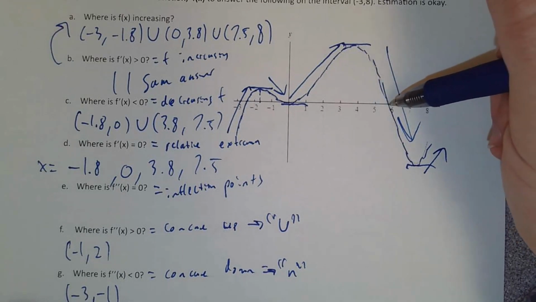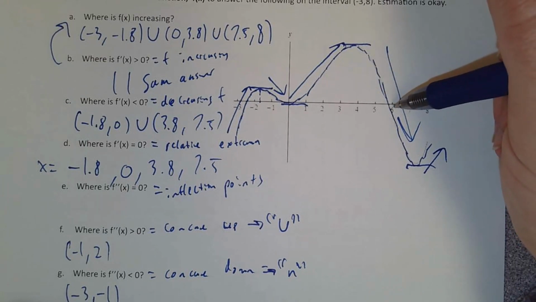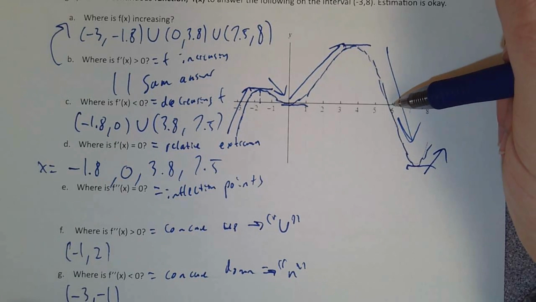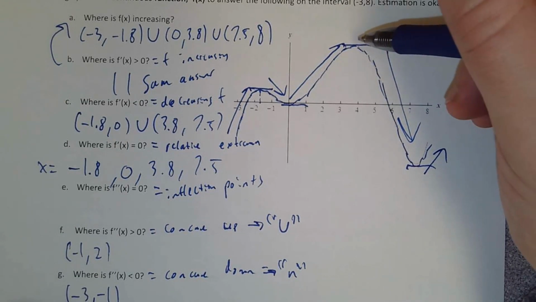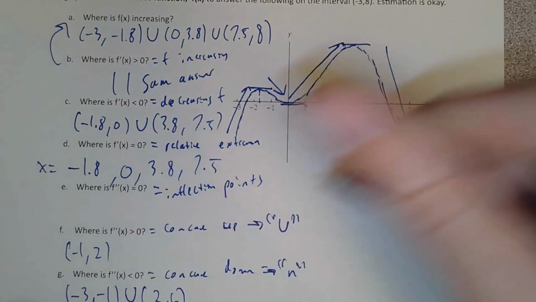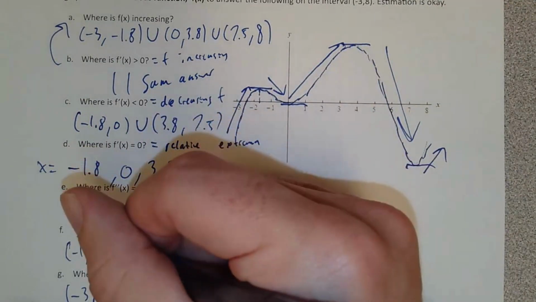Or sorry, 5 or 6. It's kind of hard to tell. I'd take, no, definitely not 5. I'd say the 6, for sure the 6. So we're going to go from 2 to 6 is concave down. 2 to 6 concave down. And then 6 to 8 would be concave up.